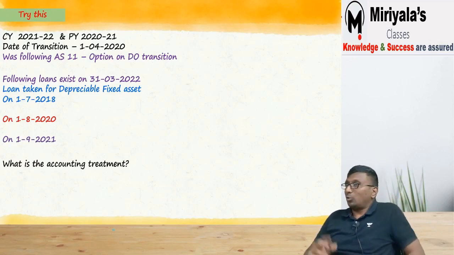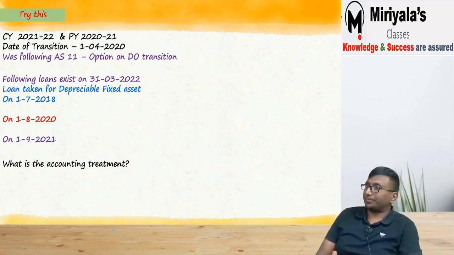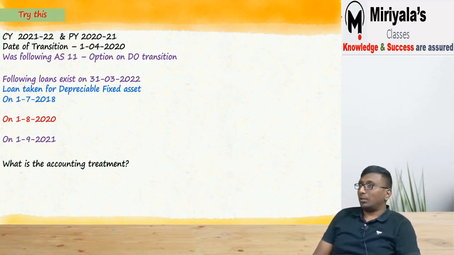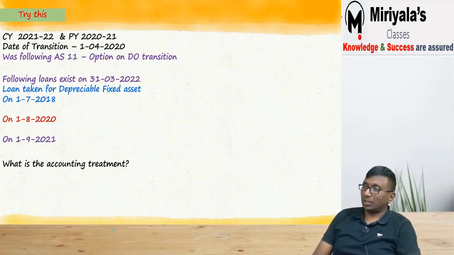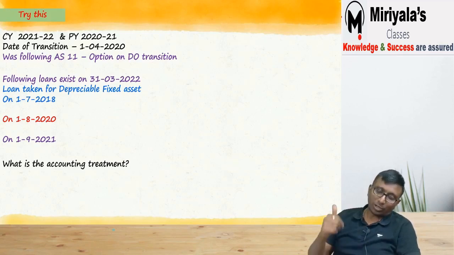What is the accounting treatment you prefer for each loan separately? The loan which is taken on 1/4/2017 को क्या करना, 1/8/2020 को क्या करना, 1/9/2021 को loan taken, that one what should I do with? What is the previous year for me? 31st March 2021. Correct na? Which loan is existing on 31st March 2021? First and second. Second also exists na. Those two loans को, if you want to continue, you can continue.